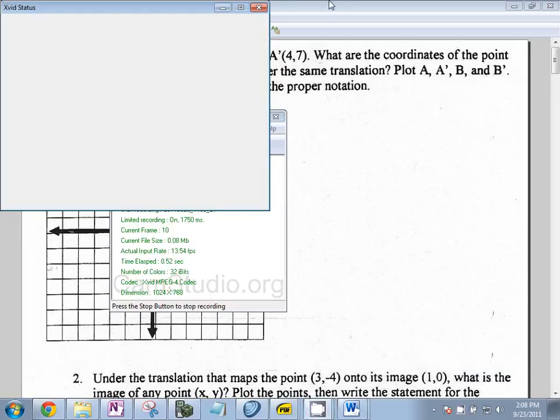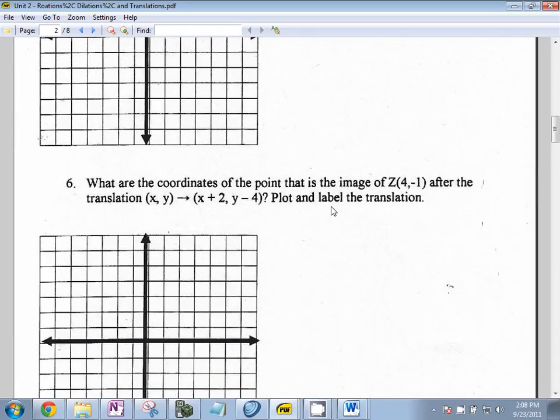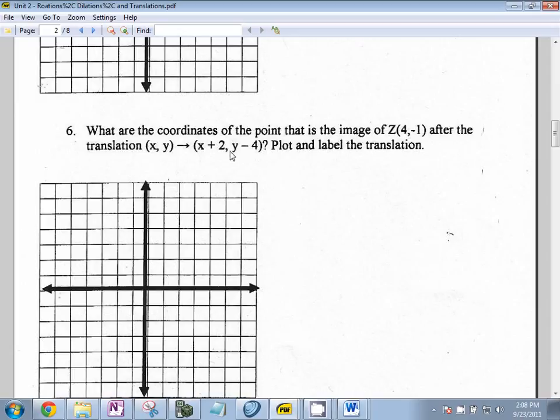Okay, welcome back, everybody. Were you pretty good? What did you think of translations? Easy. Moving stuff around by translations? Yes. We're good. Do you understand the notation of like xy goes to x plus 2 and y minus 4?